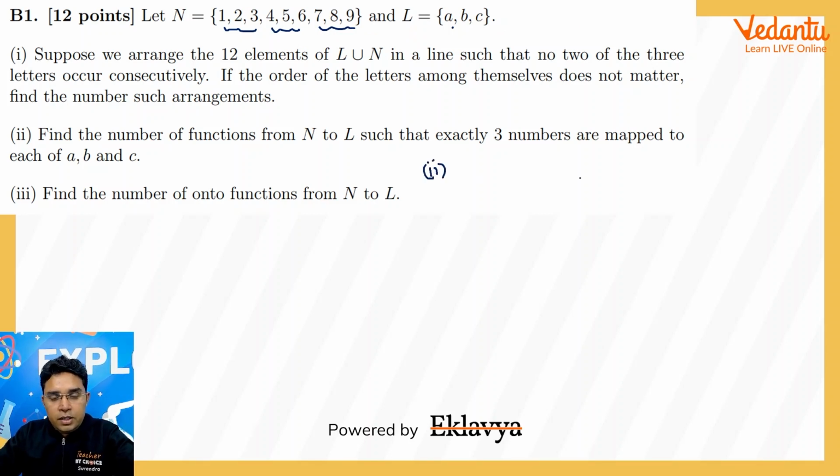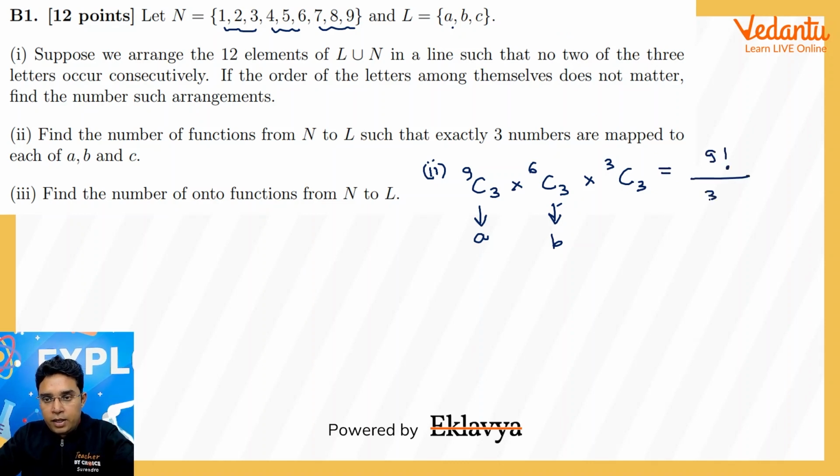To do this question, I think we just have to select the first 3 elements in 9C3 ways, which will be connected to A. And then from the remaining 6, again we will be selecting 3 more elements that will be connected to B. And then we will be selecting the last 3 elements in 3C3 ways that will be connected to C, and that is the answer. If you simplify it, we will get 9 factorial upon 3 factorial to the power 3.